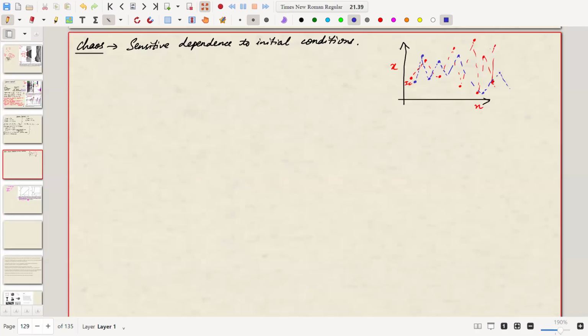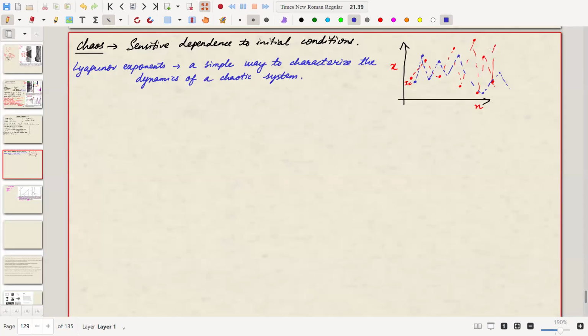So Lyapunov exponent is a simple way to characterize the dynamics of a chaotic system. So we begin with 1D map. Just start with the simplest case, that is 1D map, how Lyapunov exponent looks like in 1D map.